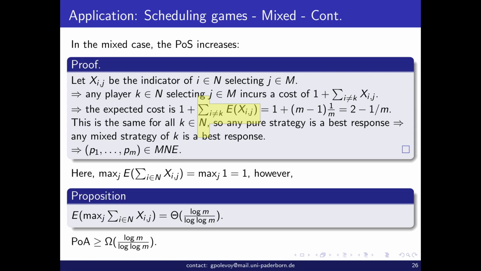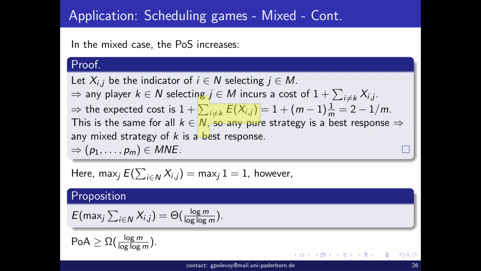That can be shown, we don't do it here, but it can be shown to be of the order of log m over log log m. So it actually is something which goes to infinity as the number of machines or jobs goes to infinity, and very slowly indeed, sublinearly, but it does go to infinity. It goes to infinity even slower than log, but it does go to infinity.